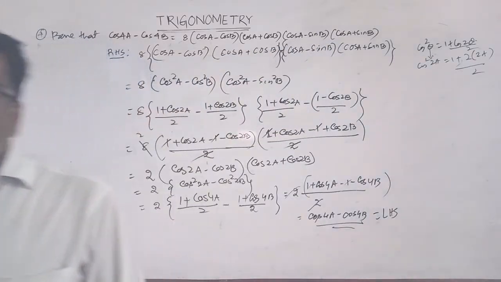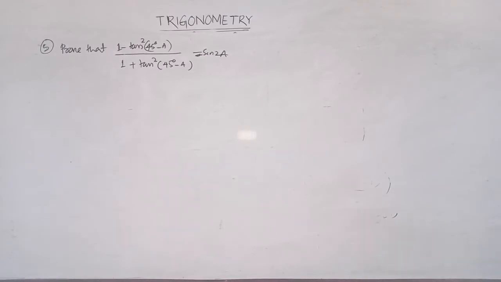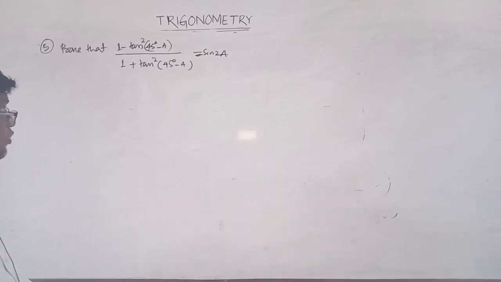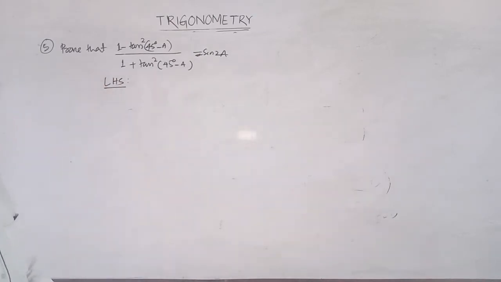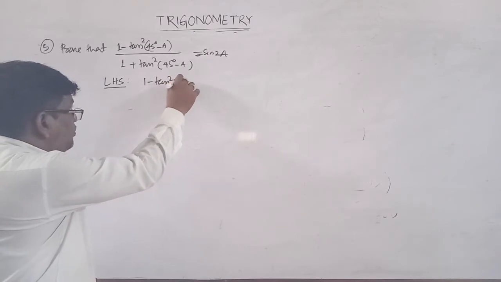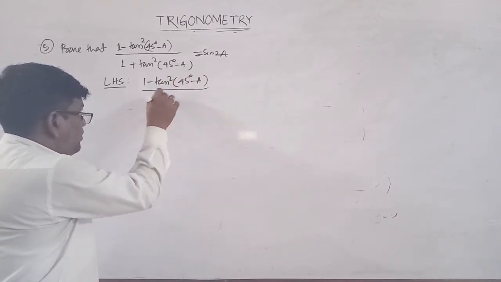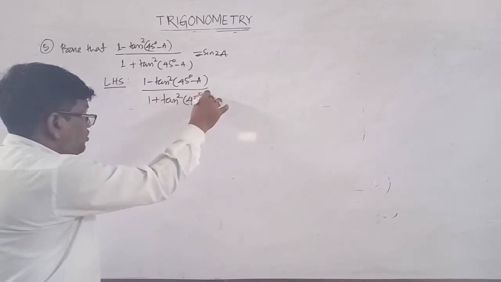Now another question. This is the question. Prove that 1 minus tan square 45 degree minus a divided by 1 plus tan square 45 degree plus a. So left hand side, that is 1 minus tan square 45 degree minus a divided by 1 plus tan square 45 degree minus a.